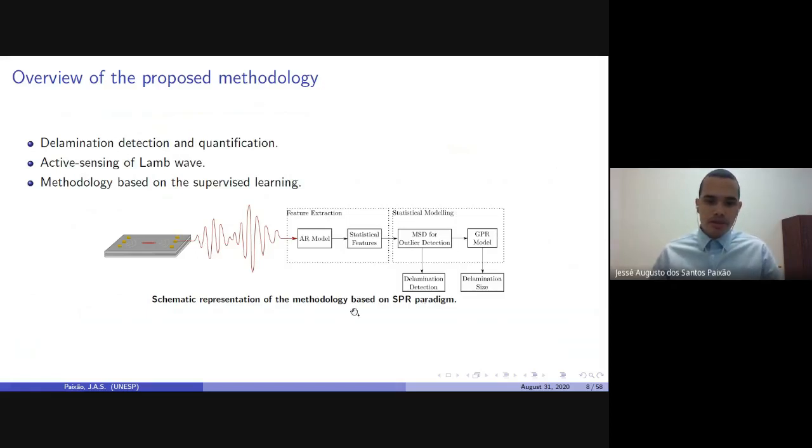The procedure is illustrated here based on the statistical pattern recognition paradigm. For feature extraction from the Lamb wave signals, we propose the application of autoregressive models in order to extract statistical features related to the damage. In the statistical model, we propose to apply a damage index based on the Mahalanobis squared distance for outlier detection, which we can use for delamination detection. And in the second step, we propose the application of the Gaussian process regression model in order to establish a relationship between our damage index and the delamination size.